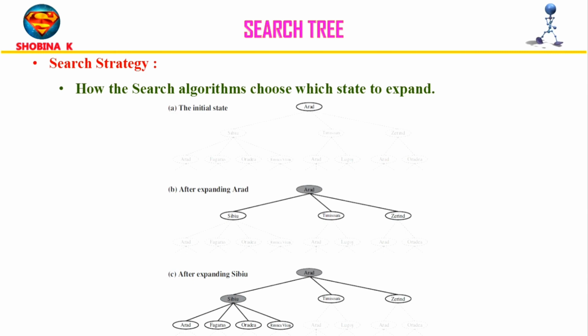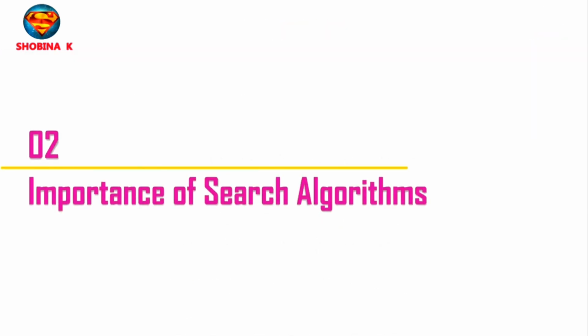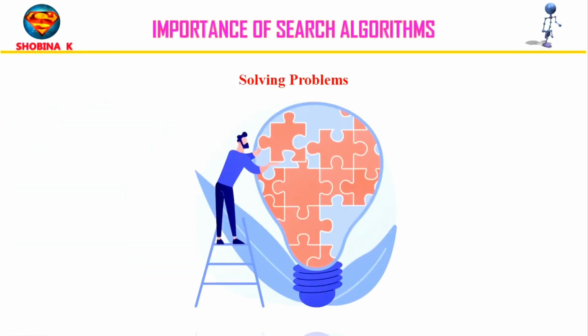And so far we have seen what is search algorithm. Next I will explain how and why the search algorithms are important in artificial intelligence. Basically, search algorithms enhance the solving of problems in artificial intelligence through logical search mechanisms such as problem definition, actions, and search space. So it is important in solving problems.